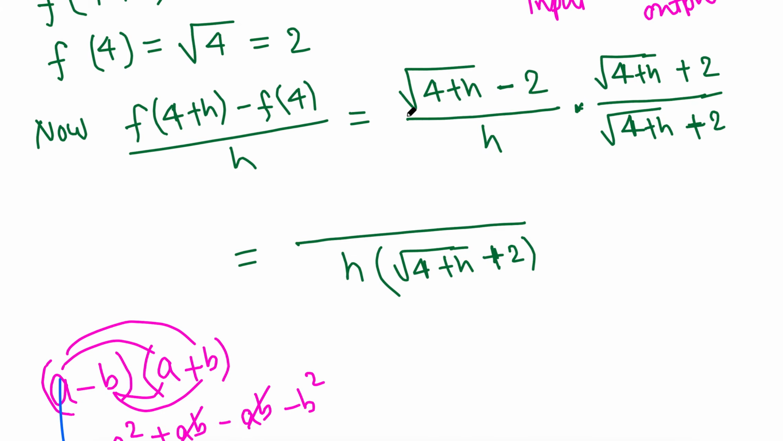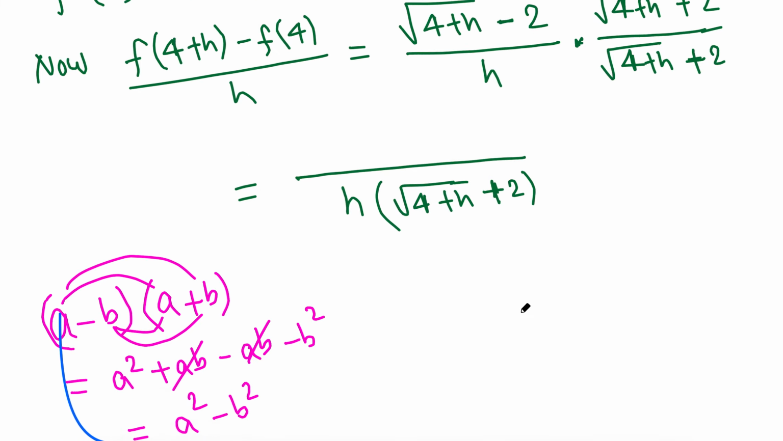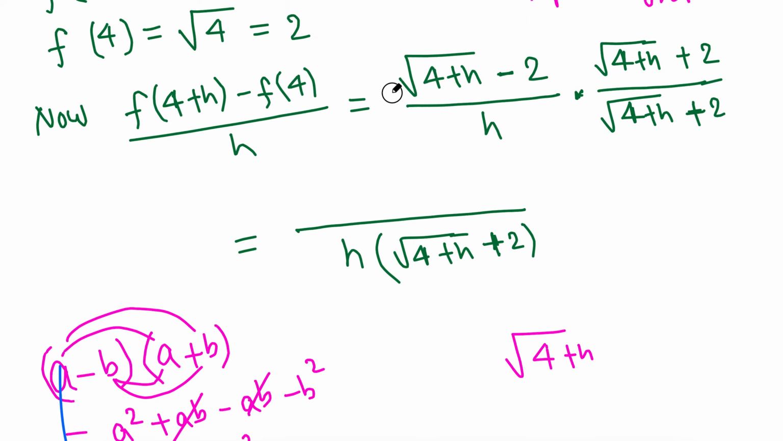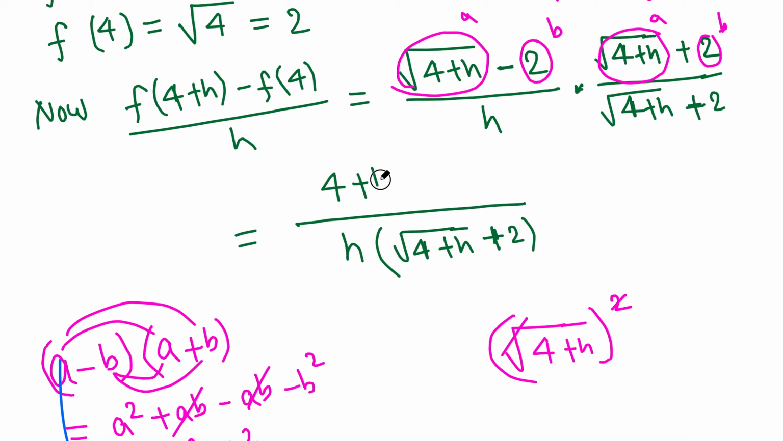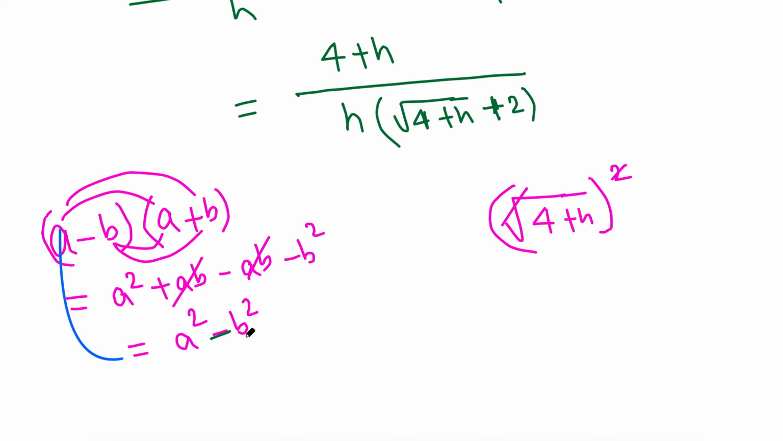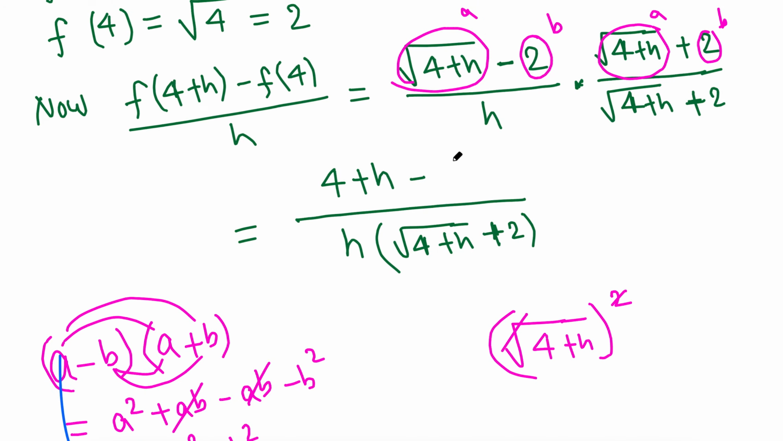The square root of 4 plus h is like a minus b, and times a plus b. When we multiply, we get a squared, so this quantity is squared, and the square and square root cancel. So we have 4 plus h, that is a squared, minus b squared, and minus b squared means 2 squared, which is 4. Now as you can see on the top, 4 plus h minus 4, the 4 and 4 cancel.